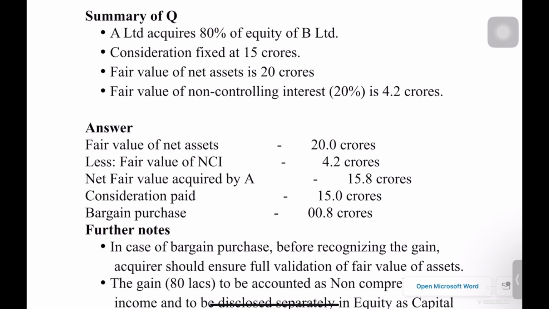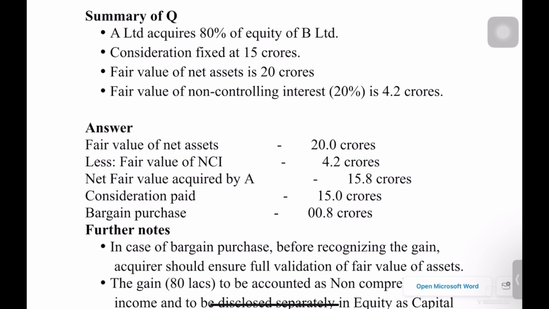Here the fair value of the total net assets of B Limited is given as 20 crore, and from this 20 crore we'll have to reduce the fair value of the non-controlling interest, which is already given at 4.2 crores, for the remaining 20% shares. Which means the net fair value of assets acquired by A, for its 80% of shares, will be only 15.8 crores: 20 crore minus 4.2 crores.